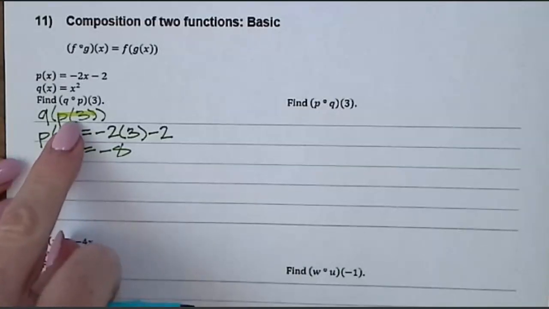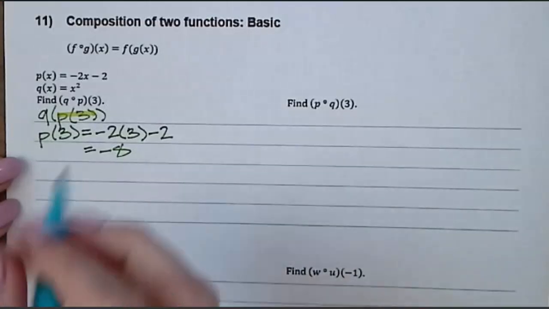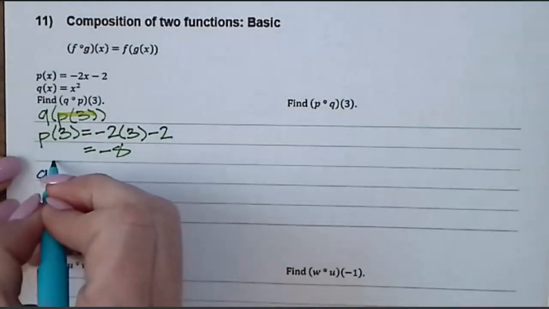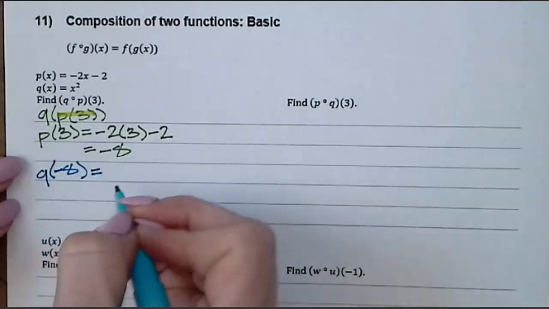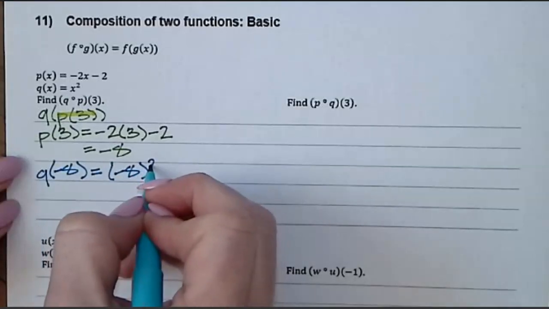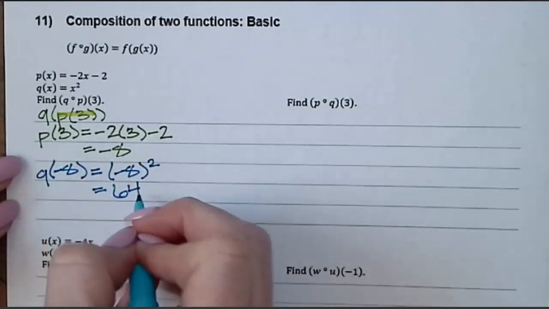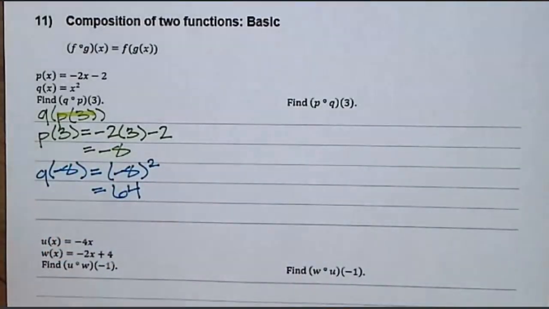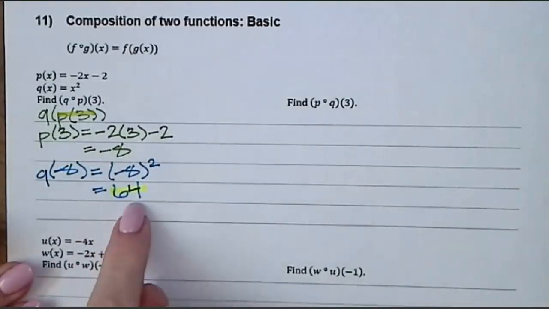So we're going to replace this P of 3 with its value, which is negative 8. And so now we're looking for Q of negative 8. So I go into Q and replace my x with a negative 8. So I have negative 8 squared, which is a positive 64. So my answer for Q of P of 3 is 64. The negative 8, this is not an answer. This is the answer.